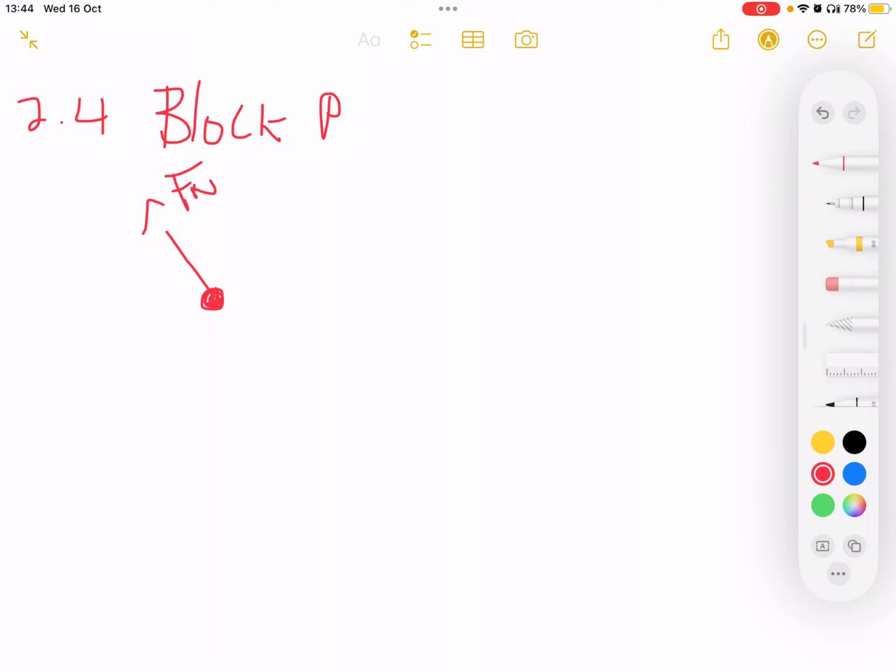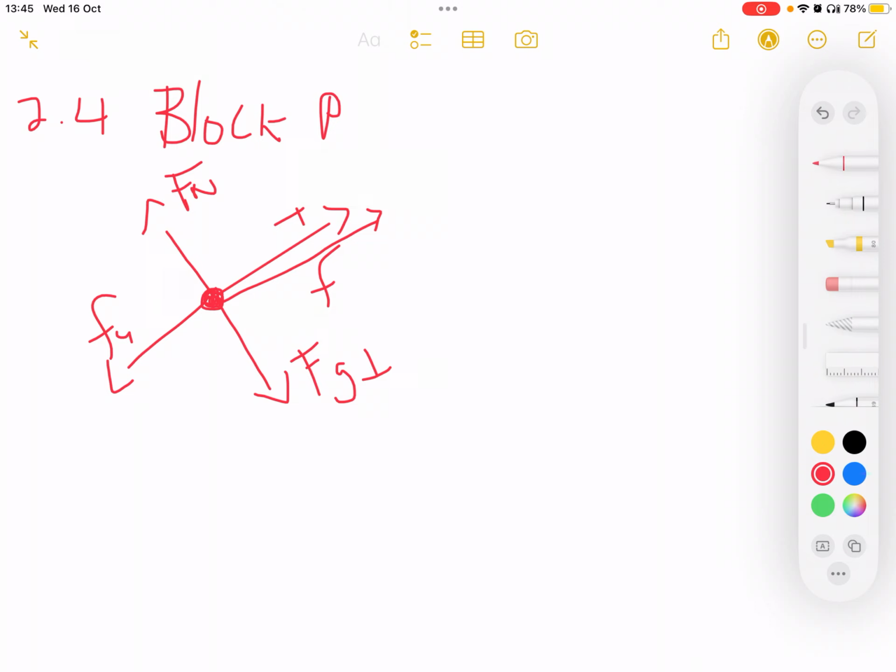Fn, tension, friction. Then the one that goes down is Fg perpendicular because it's perpendicular to the surface of the block. And then Fg parallel. Now we have an object that is going in this direction, which means this direction we can choose to be positive, and any force going in the other direction will be negative.